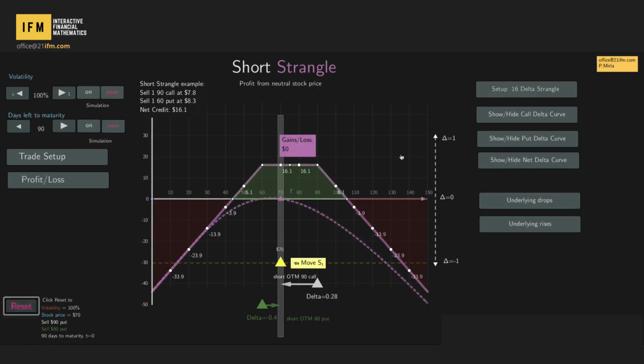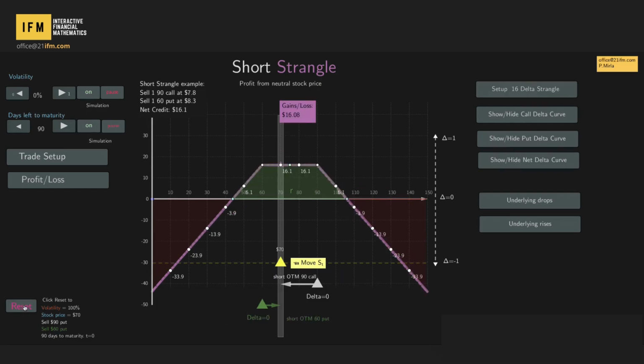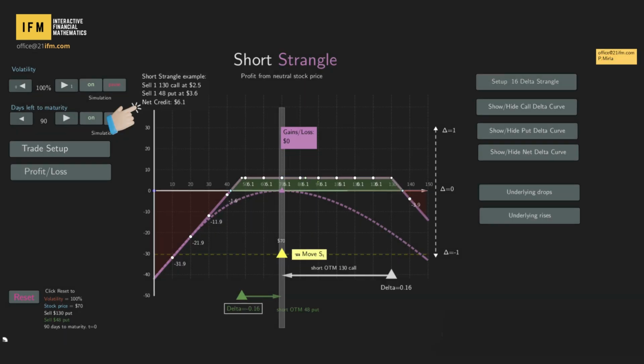The 16 delta short strangle implies selecting strike prices with an approximately 16% probability of being in the money at expiration. The premium is the amount you receive for selling the options contracts. Add the premium of the call option and the premium of the put option to determine your total premium received.